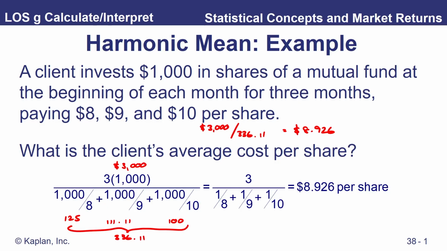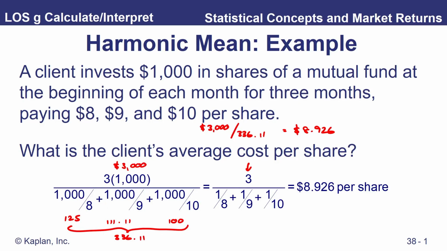Now notice we can make this computation more simple by using the formula that we saw on the previous slide. N, the number of purchases, over the sum of 1 over the share price. So we made 3 equal purchases here. So N is 3. And the price in the first period was $8, so we're going to take 1/8. Price in the second period was $9, so 1/9. And the price in the third period, $10, so take 1/10. And we get exactly the same answer, 8.926.